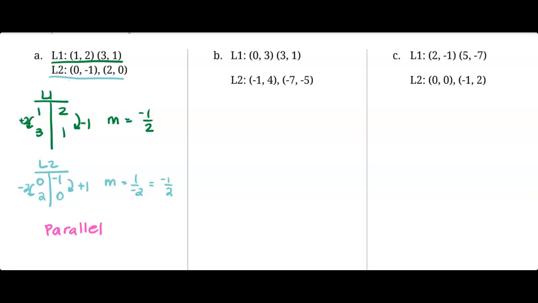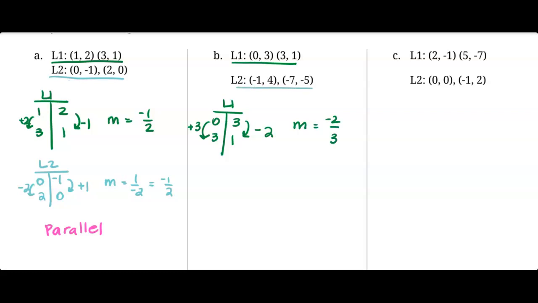Looking at B, I'm going to use the same strategy. I'm going to find L1 first. So L1, I get 0, 3, 3, 1. To get from 3 to 1, I minus 2. To get from 0 to 3, I add 3. So my slope is -2 over 3.